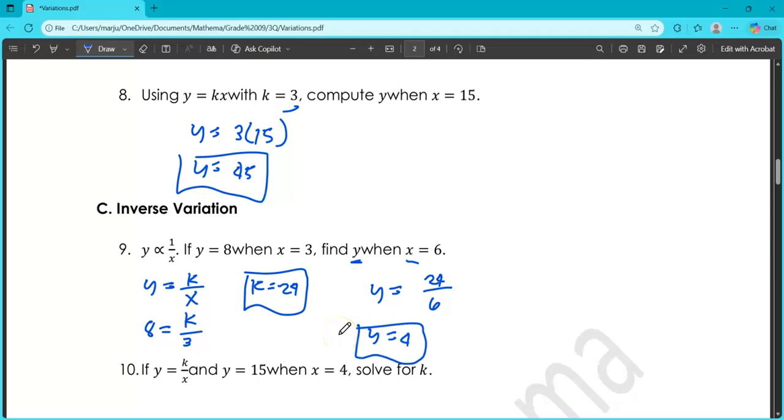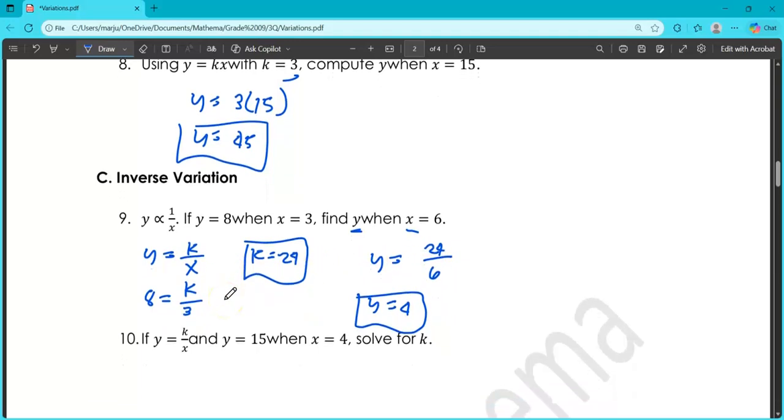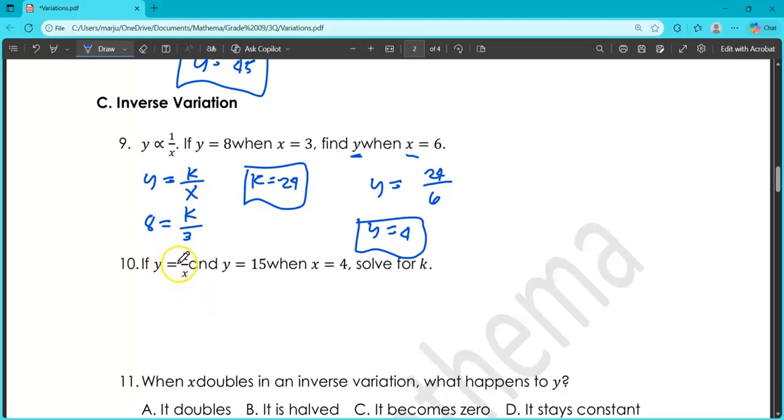Because again, 24 divided by 6, that is just 4. Number 10. If y is equal to k over x and y equals 15 when x is 4, solve for k. So again, we just simply substitute this to our inverse variation formula. Y is equal to k over x. We know that y is 15, so we're going to say 15 equals k over 4. We just simply cross multiply, 15 times 4, that is just 60. So our k is actually 60 and we're done. That is an equal sign, by the way.